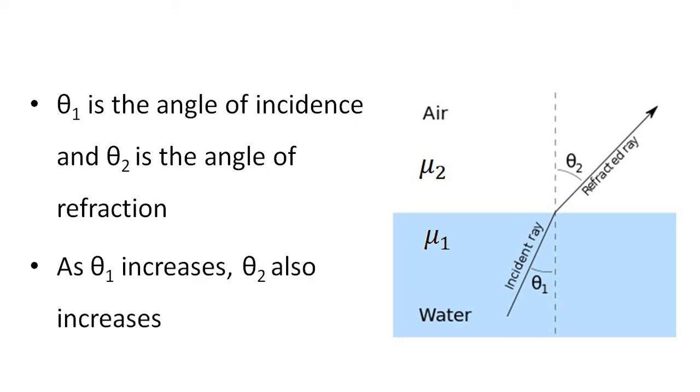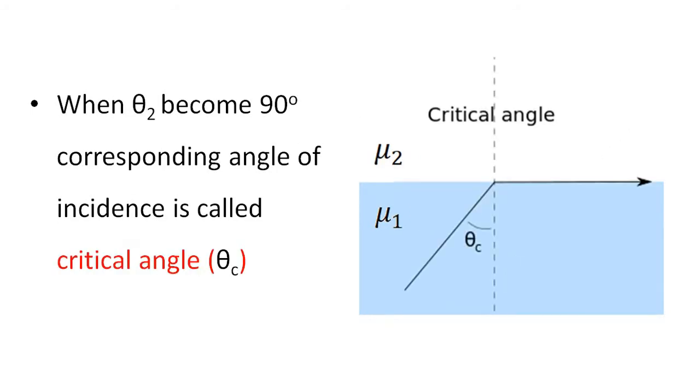Let us see the figure. You can realize that as theta1 increases, theta2 also increases. Now, at a particular value of theta1, theta2 becomes 90 degrees. That theta1 is called the critical angle. That is, when theta2 becomes 90 degrees, the corresponding angle of incidence is called the critical angle, represented by theta c. The critical angle is the angle of incidence when the angle of refraction is 90 degrees.